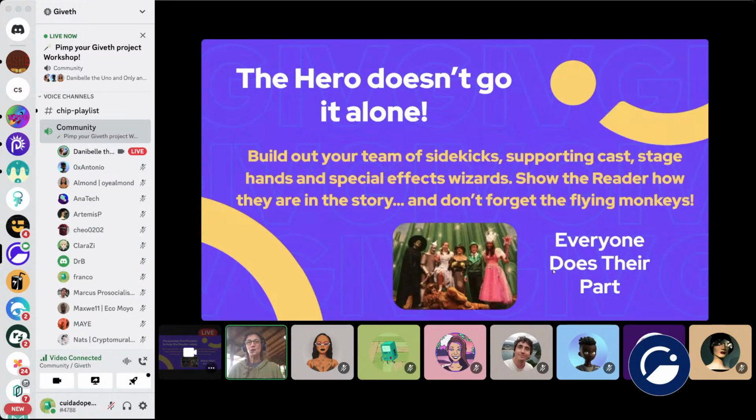Now, the hero doesn't go it alone, right? You've got your sidekicks, your supporting cast, your munchkins, the stage hands, the special effects wizards. As you're crafting your project, you're also getting clear on what you need in order to build your tool, in order to create your change. So really think about who and what is needed in this story, show the reader how they're in the story, and don't forget the flying monkeys.